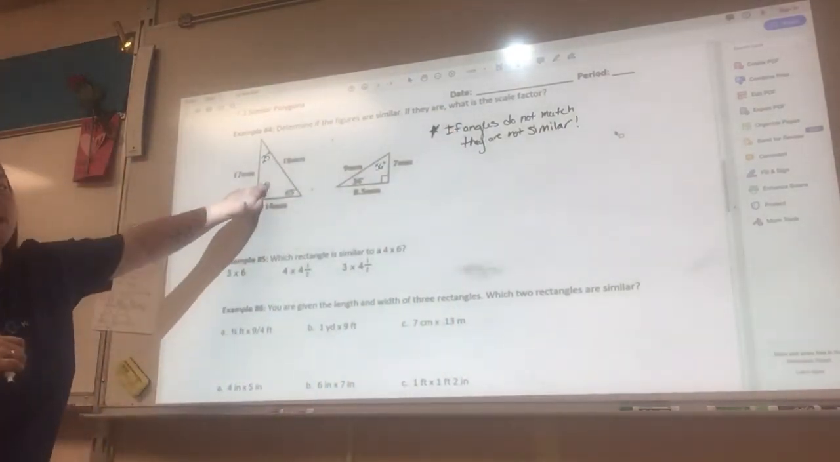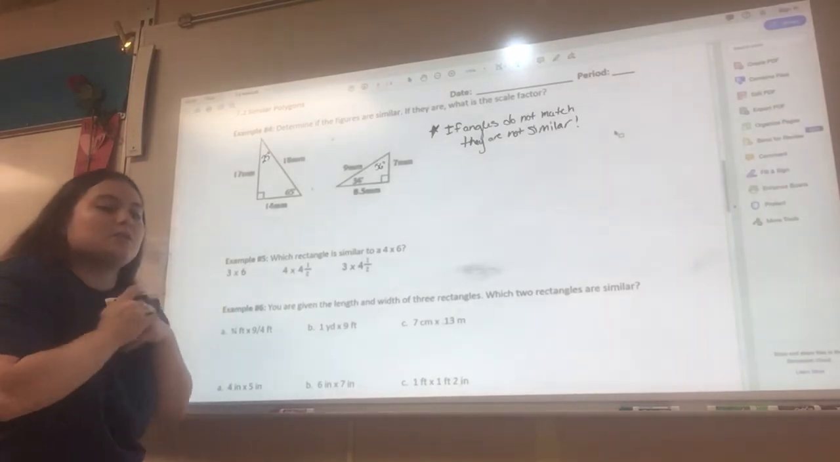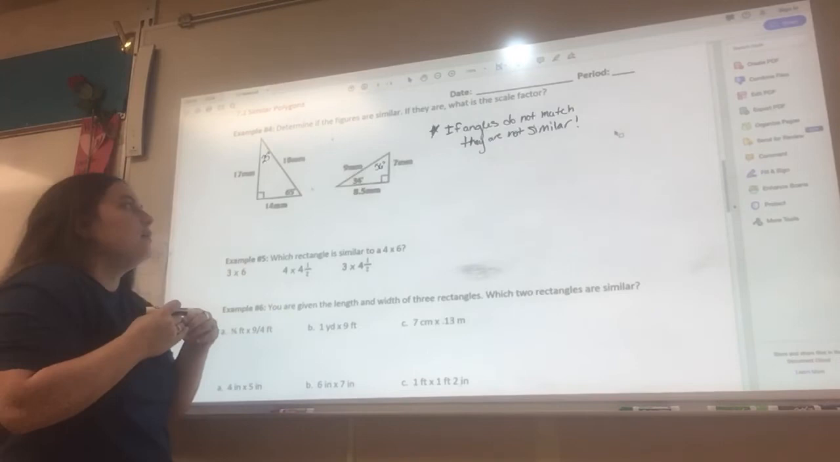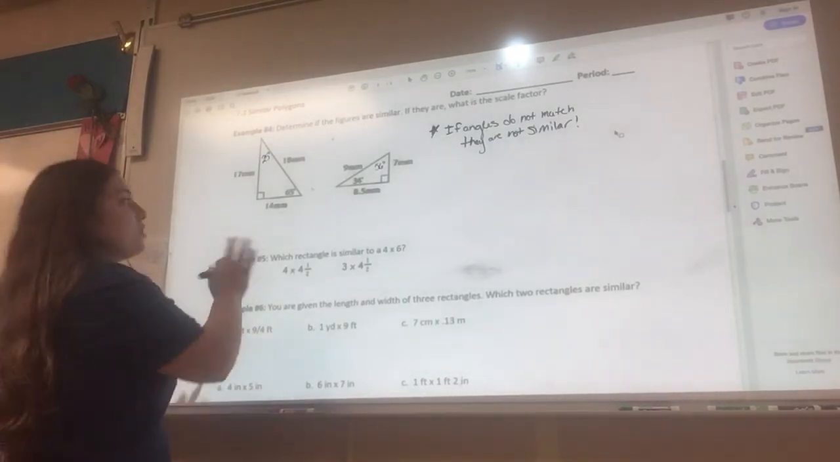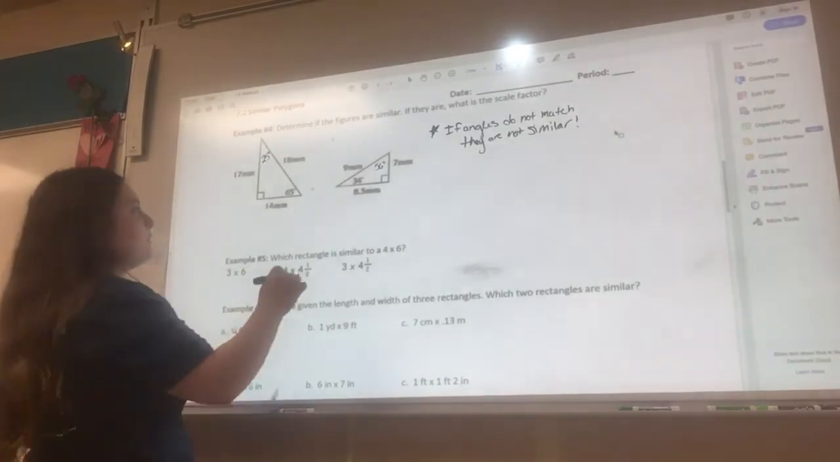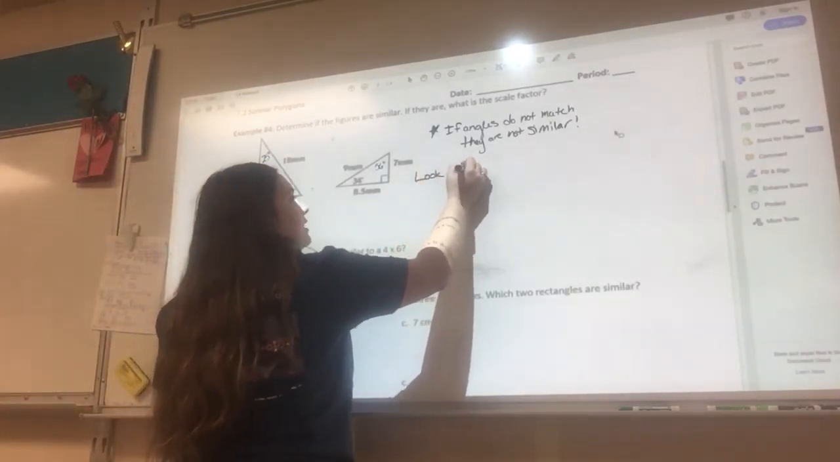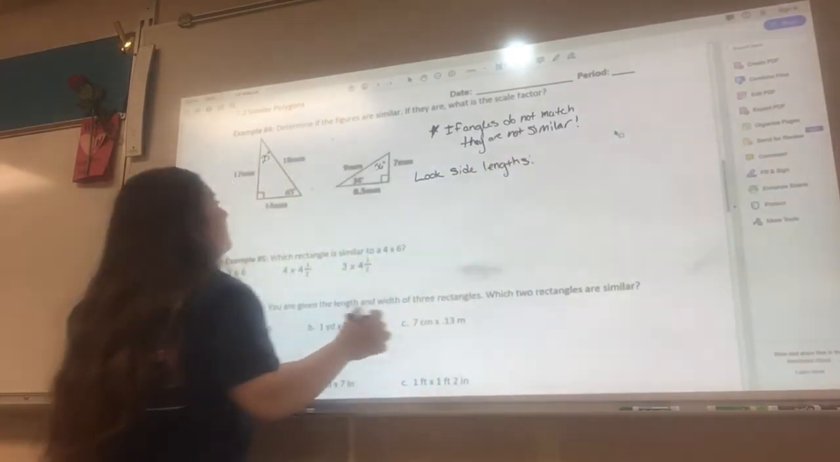So, when in doubt, if you're given angles of certain polygons of any sort, make sure that you're checking them to determine if they are similar or not. Well, just for practice, we are going to determine side lengths. Just in case. You never know. But we're going to look at side lengths now. Again, like we've been looking at them.